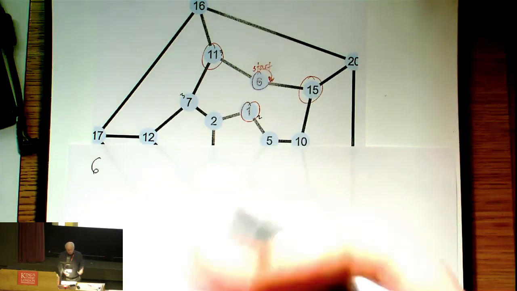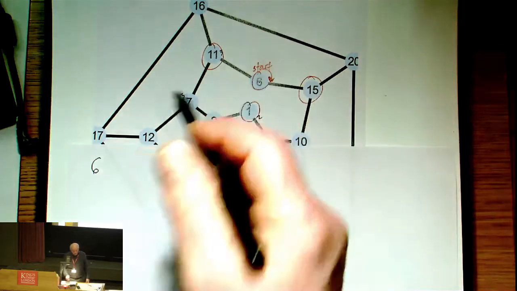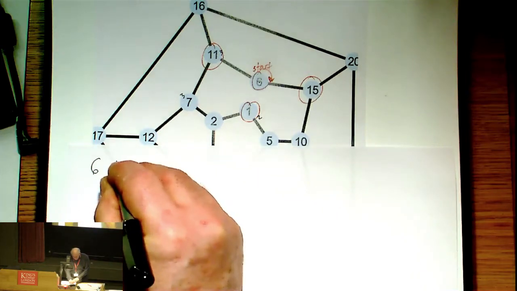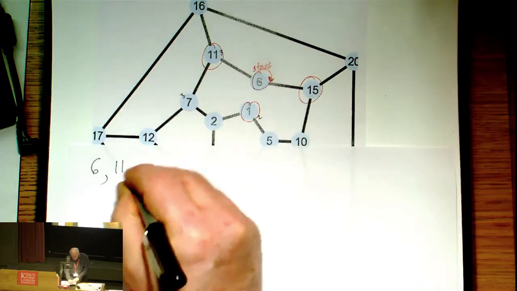But to be definite, if we were a computer, we need an instruction. Which one do we put first? Since they have been ordered in this case, we may as well put the smallest one first. Or you could put the biggest one first, but you need a rule. So let's put the smallest one first. So after 6 we put 11, and then we put 15.